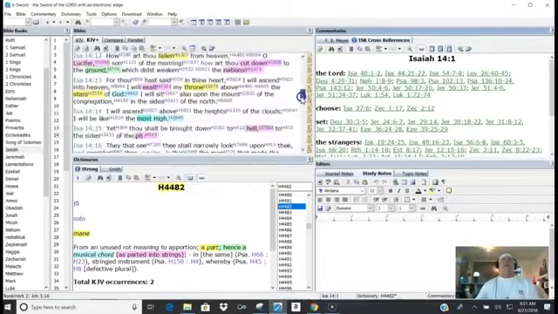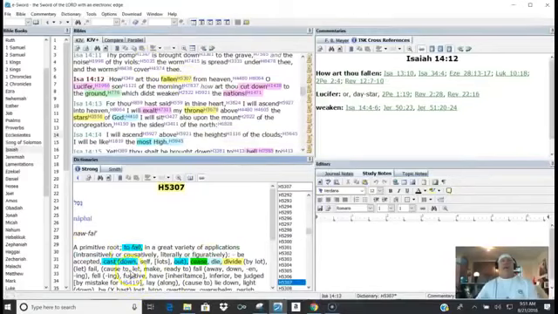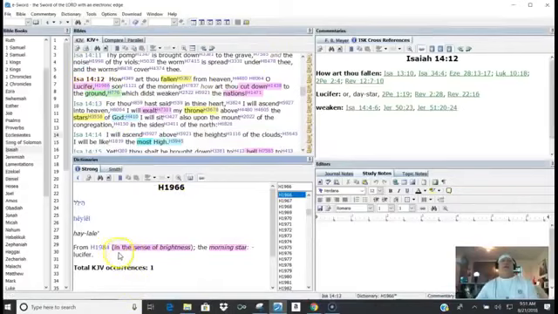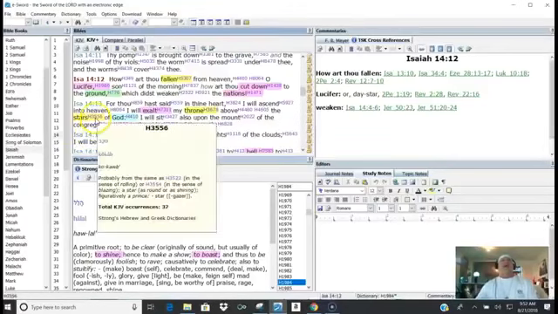Isaiah 14. How art thou fallen from heaven? To fall, cast down, to cast out from heaven. O Lucifer: it means the sense of brightness, morning star, to shine, to boast. How art thou fallen from heaven, O Lucifer, son of the morning? How art thou cut down to the ground, which did weaken the nations? For thou hast said in thine heart, I will ascend into heaven, I will exalt my throne above the stars of God.